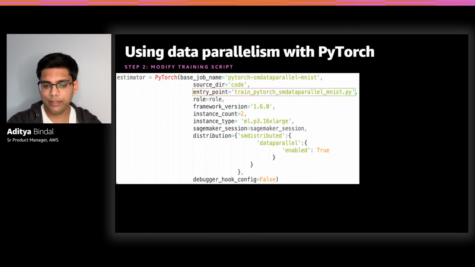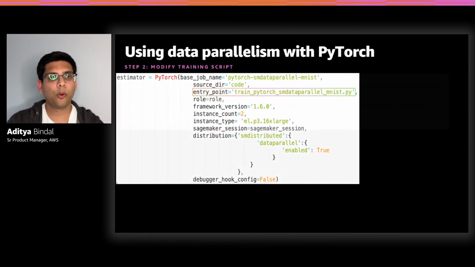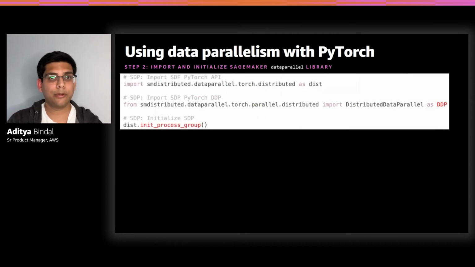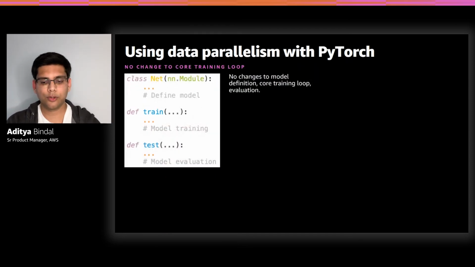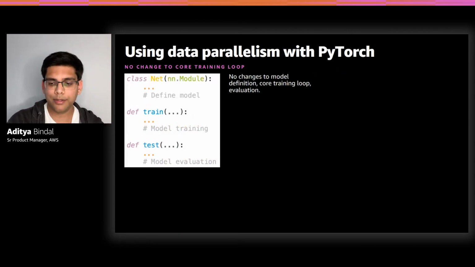So now let's dive into what we actually need to change in the training script. The first thing we'll do is import the SM distributed data parallel library and initialize it. If you've used DDP in PyTorch, this should look identical and intuitive to you because it's using the exact same specification and flow as DDP. No changes are required to your model definition, your core training loop, or your evaluation. All of that stays exactly the same. SageMaker's data parallel library does not touch any of these things.